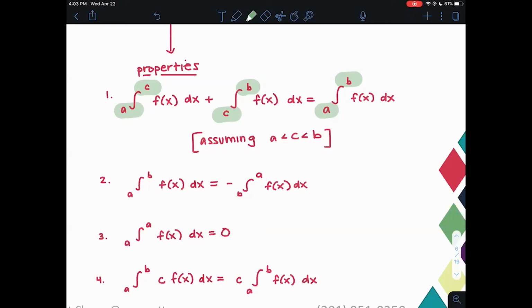The next one may be a little bit less intuitive, but if we integrate a function, if we're trying to find the area under a curve from A to B, if we reverse those limits of integration and instead go B to A, we can negate that and end up with the exact same thing. And that's really because your delta x, your width of your interval, is flipping around.